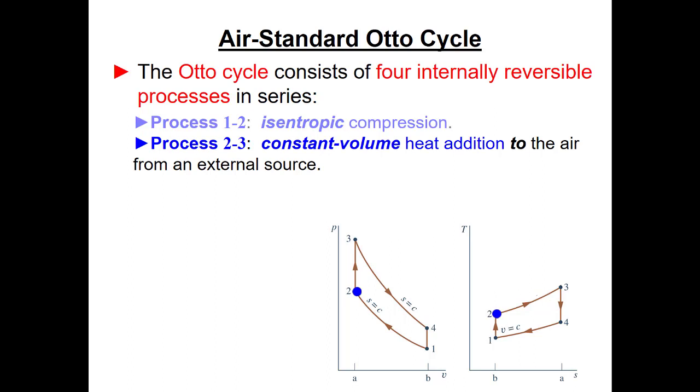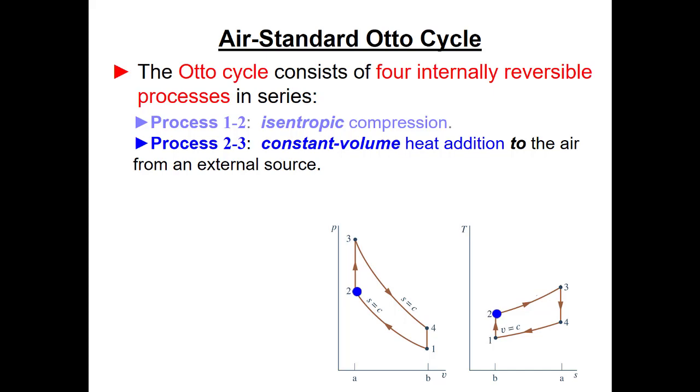Next, we'll look at process 2 to 3. This is constant volume heat addition. So this is what makes an Otto cycle an Otto cycle. Remember we talked a little bit last class about the difference between an Otto cycle and a diesel cycle? In the Otto cycle, we assume that heat addition happens at constant volume. We'll talk about diesel cycles next class, where we assume that heat addition happens at constant pressure. So here in the Otto cycle, heat's added at constant volume.